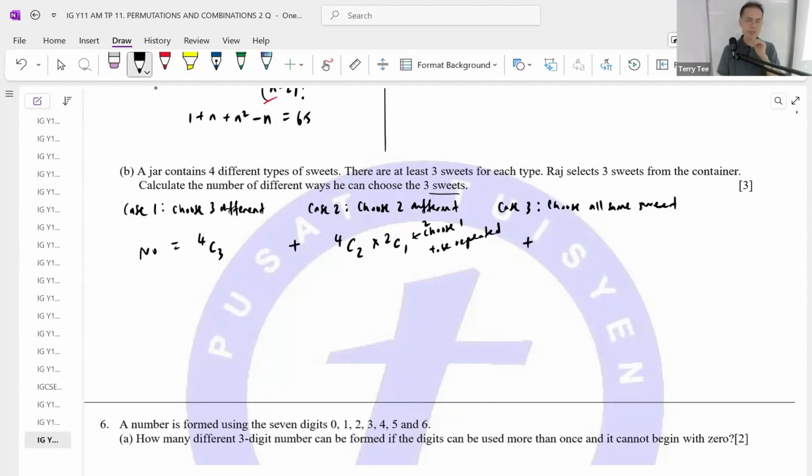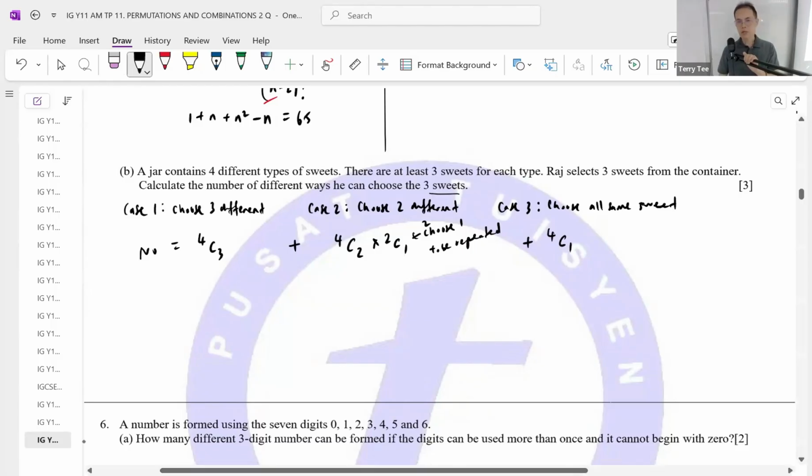Okay, case number 3 is very simple. Choose all the same candy. I got 4 candy, right? I choose only 1 flavor. Like, for example, all 3 orange, all 3 apple, all 3 strawberry, all 3 mango. So that is only 4 ways, right? 4C1 is 4, okay? So this question came out in the past before.